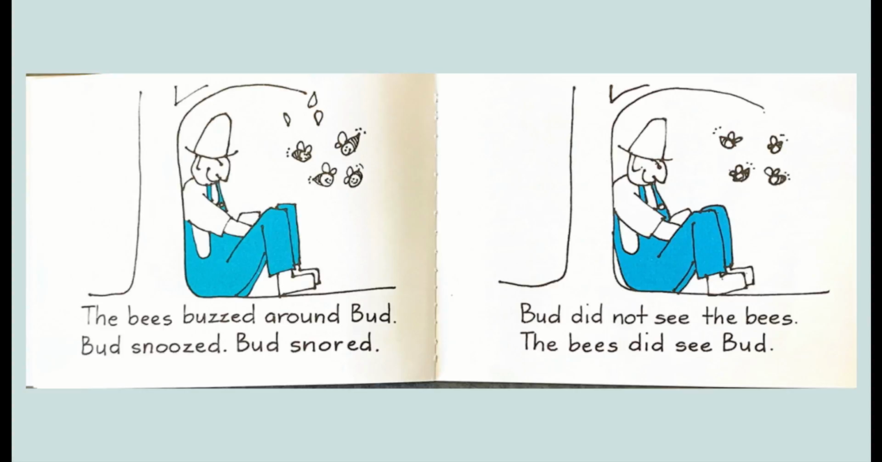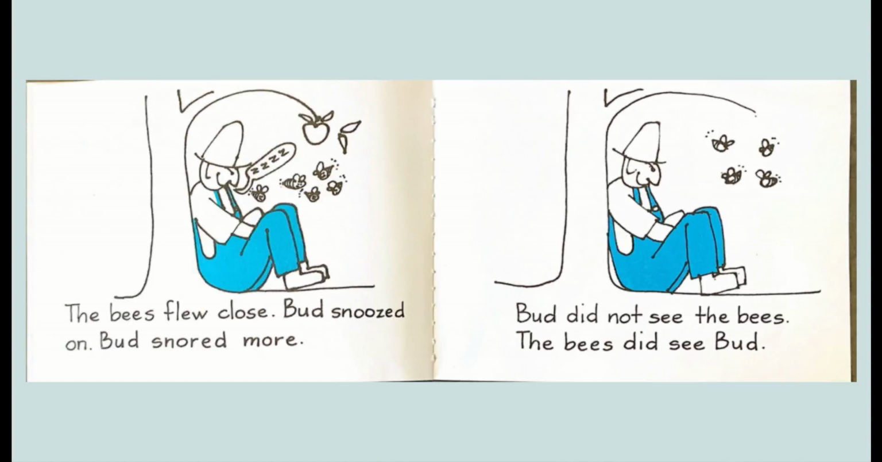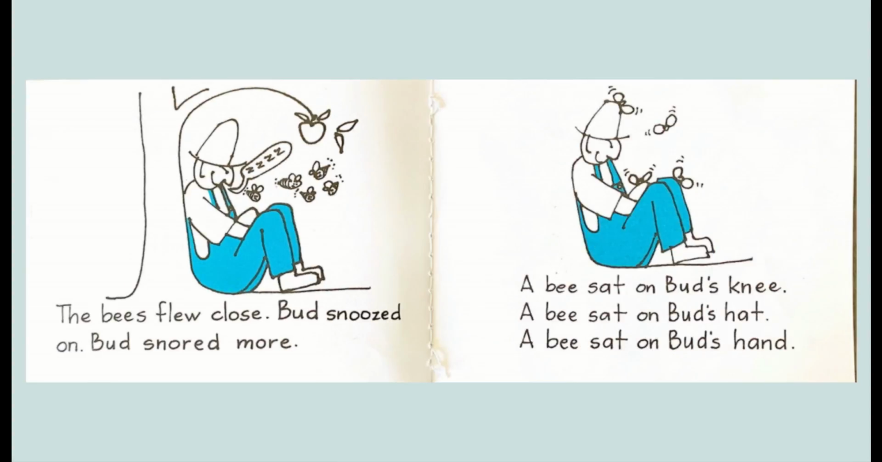The bees buzzed around Bud. Bud snoozed. Bud snored. Bud did not see the bees. The bees did see Bud. The bees flew close. Bud snoozed on. Bud snored more. Bud did not see the bees. The bees did see Bud. The bees flew close. Bud snoozed on.